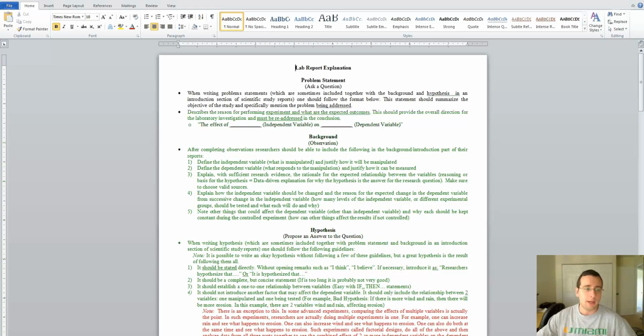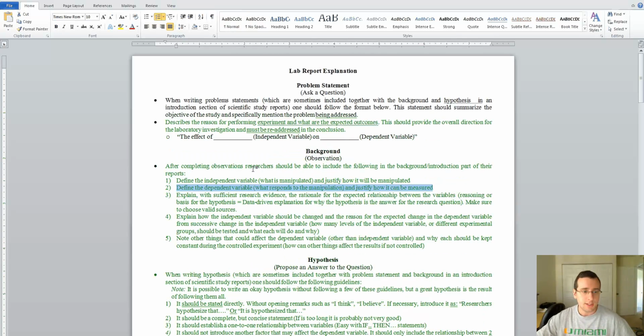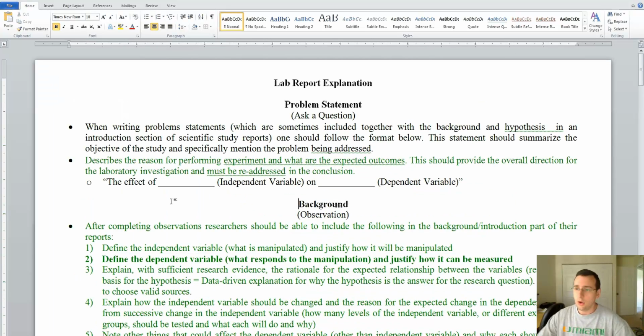And it should be formed in this structure that you see here: the effect of blank on blank. Now, the first blank is going to be what we call the independent variable, and the second blank is going to be the dependent variable. Now, if you watched the Nature of Science lecture series, you should know by now what those things are.